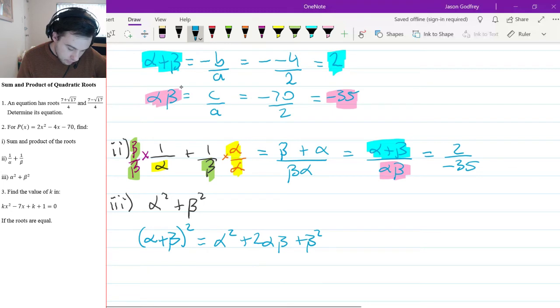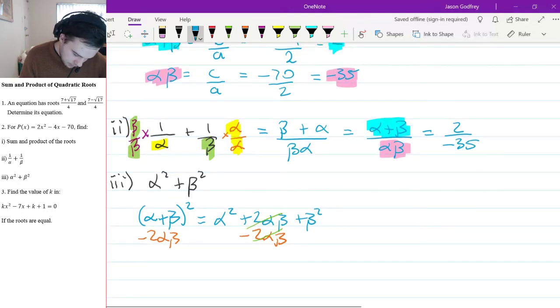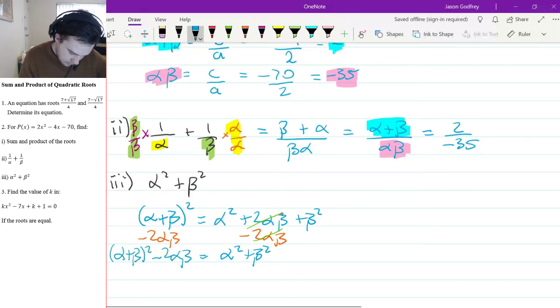We've got alpha squared and we've got beta squared. But we've also introduced this extra little bit, plus 2 alpha beta, right? So if we were to move this to the other side of the equation, then you can see here that alpha squared plus beta squared is actually equal to alpha plus beta all squared minus 2 times alpha beta. And we do have expressions for alpha plus beta, so we can square it. And we do have an expression for alpha times beta, so we can minus 2 lots of it, right?